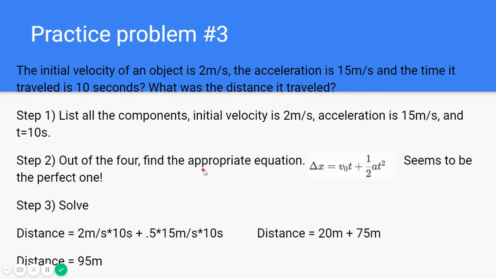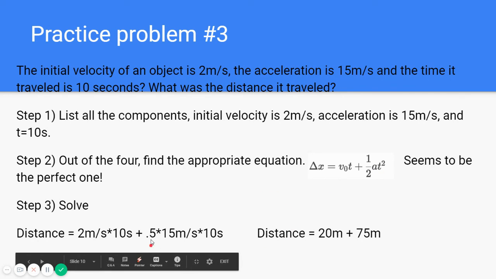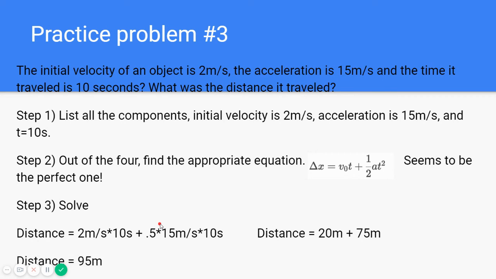Out of the 4, find the appropriate equation. So change of x is equal to initial velocity into time plus half into a, acceleration, t squared. This seems to be the perfect one. Once again, like you would always do, solve it. So distance is equal to 2 meters per second into 10 seconds plus 0.5 of acceleration, which is 15 meters per second squared into 10 seconds squared. So that would give us distance is equal to 20 meters plus 750 meters. So grand total, we have distance is equal to 770 meters.